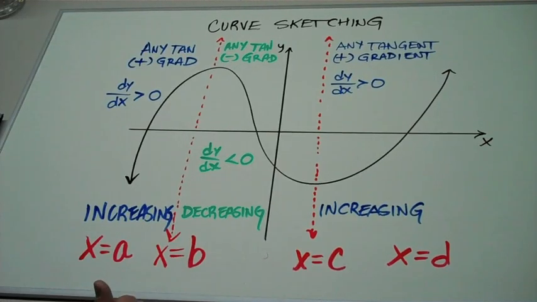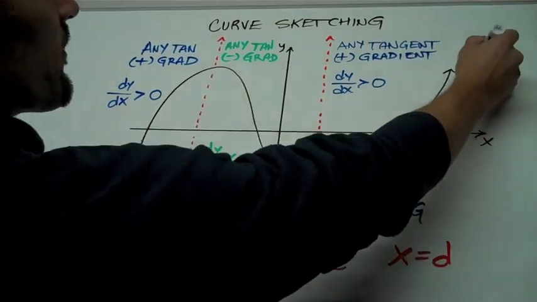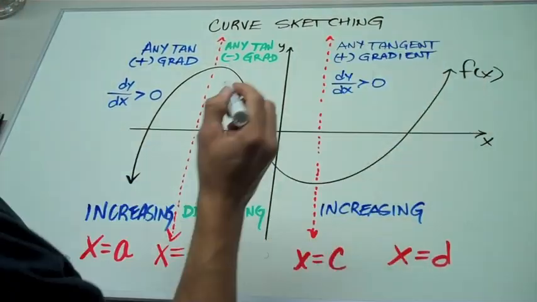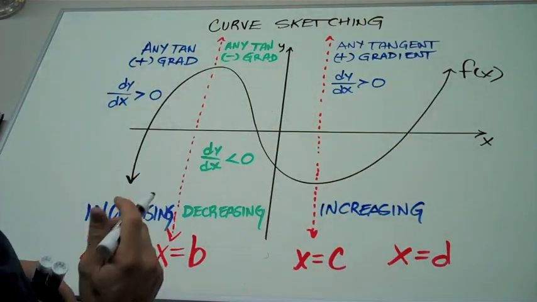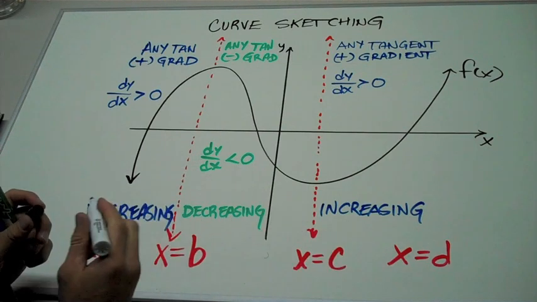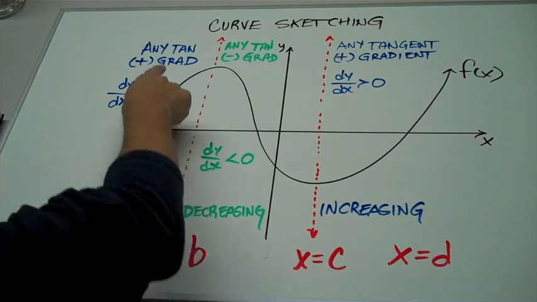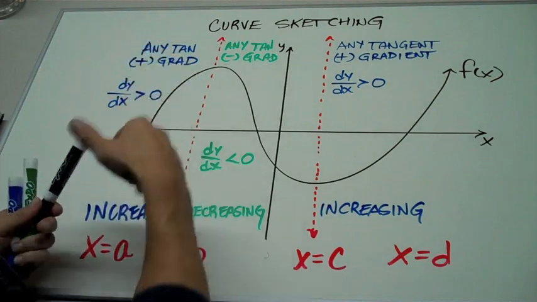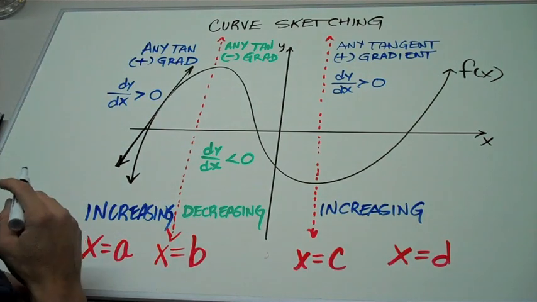Let's talk a little more about curve sketching. Here you see I've drawn a graph, we'll call it f of x. And the graph goes up and down and up again. I've split the graph into sections A, B, C, and D. In this section, where x is in the A region, any tangent will have a positive gradient. If I draw a tangent here, it's going to have a positive gradient.